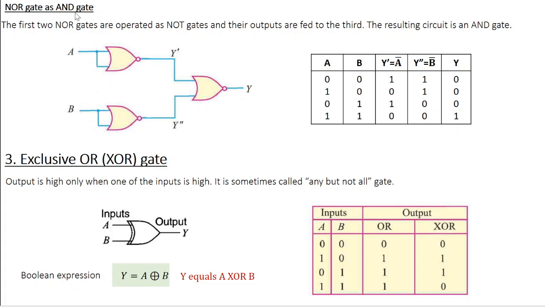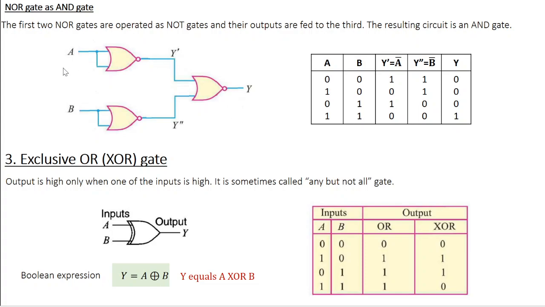Then NOR gate as AND gate. Once again, this is similar to the construction of OR gate using NAND gate. So you have three NOR gates here. The first two NOR gates are operated as NOT gates, and their outputs are fed to the third NOR gate.